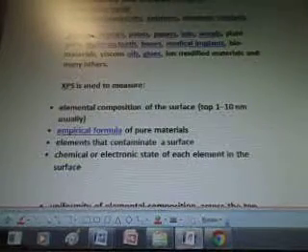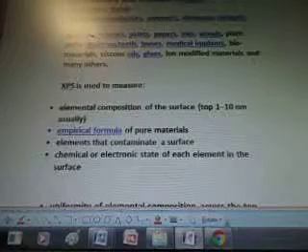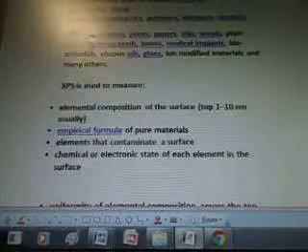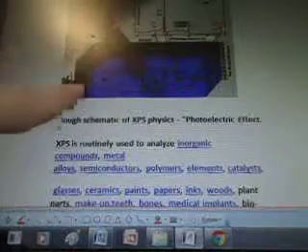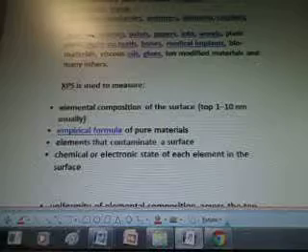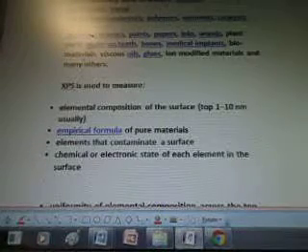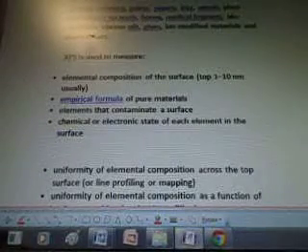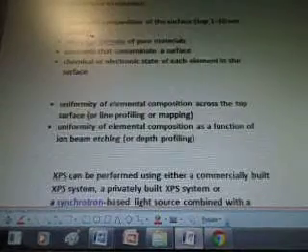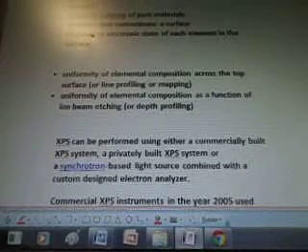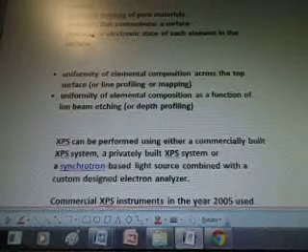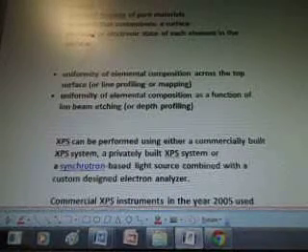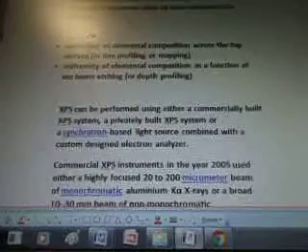XPS is used to measure elemental composition of the surface, top 1 to 10 nm usually, which was shown over here. Empirical formula of pure, it was shown right in this area here. That's where it measures. Okay, so empirical formula of pure materials, elements that contaminate a surface, chemical or electronic state of each element in the surface, uniformity of elemental composition across the top surface or line profiling or mapping. Uniformity of elemental composition as a function of ion beam etching or depth profiling.